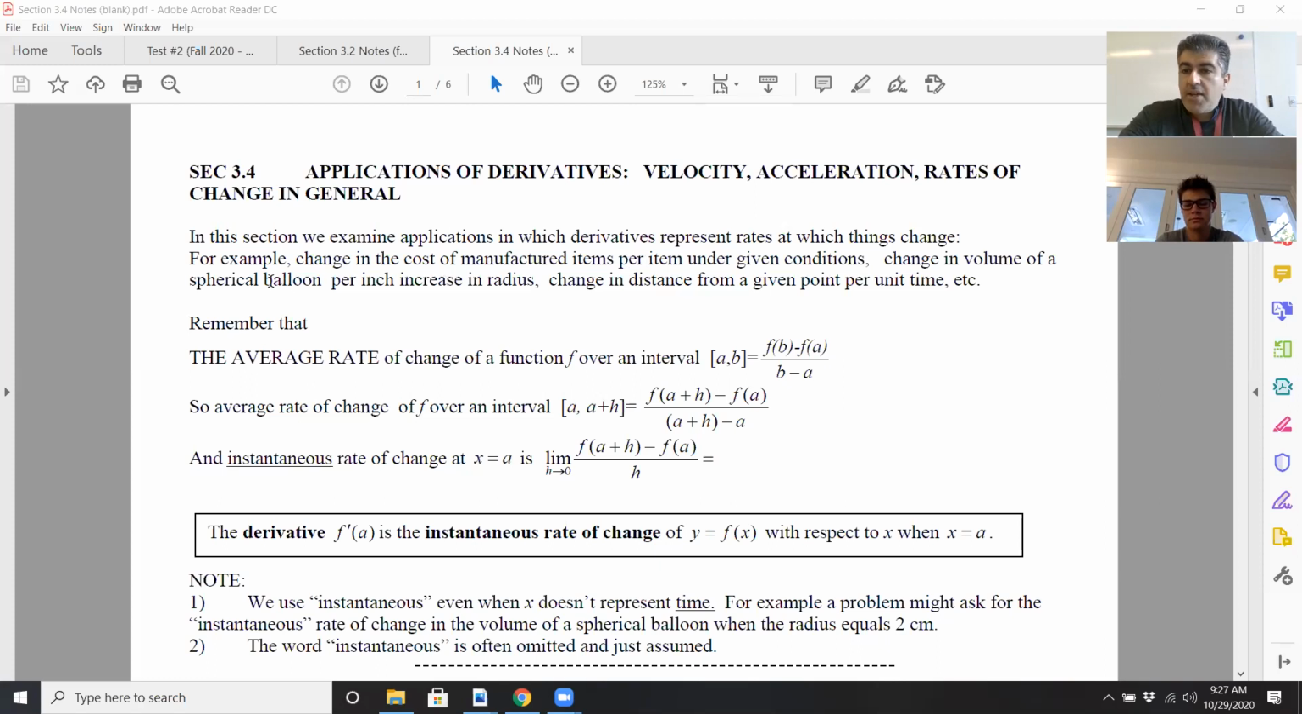Or maybe we're looking at the change in volume of something, like a spherical balloon, or the change in distance from a given point per unit time. But just some things to keep in mind before we get into some real life problems. Average rate of change is just a slope, right? That's just the slope of a secant line. Easy peasy, right?